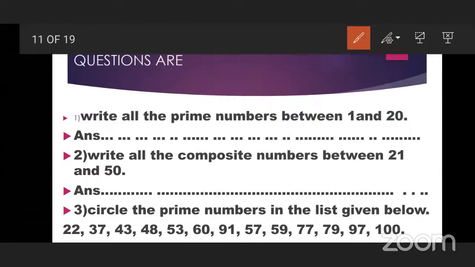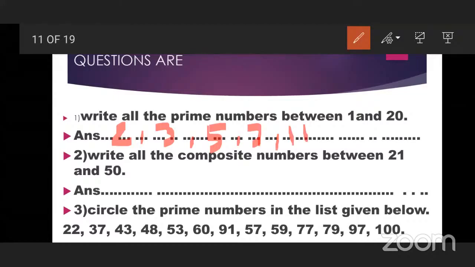11, 13, 17, 19. Okay, 1 is neither a prime number nor a composite number. So 2, very good. Then 3, very good. 5, then 7. So how many prime numbers are there between 1 and 10? There are 4 numbers. Okay, very good.